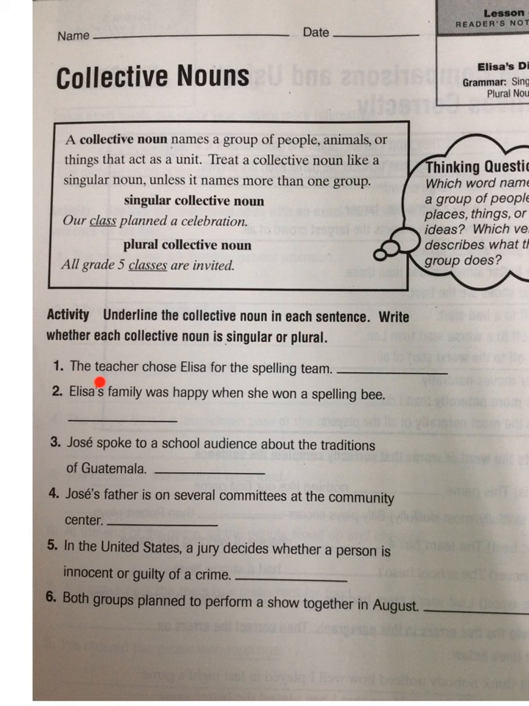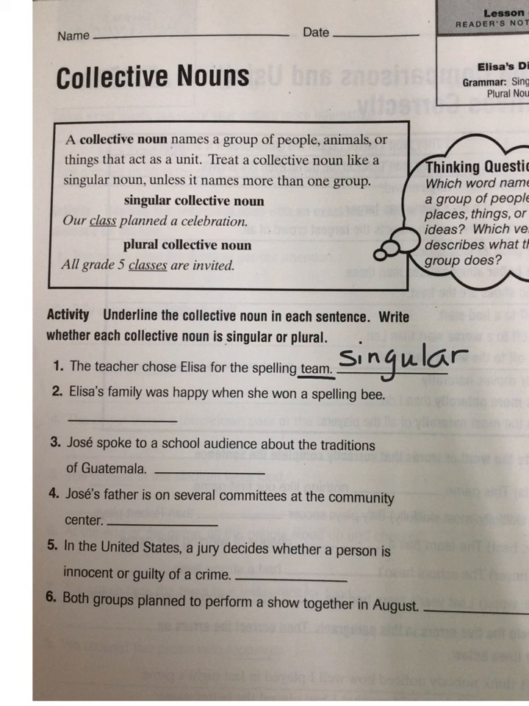So let's look at number 1. The teacher chose Alyssa for the spelling team. Now we know that teacher is an individual person for the spelling team. And team, if any of you have ever played soccer or basketball, your team is a collective group of people. So in this instance, it says to underline the collective noun, so we'll underline team and then write whether it's singular or plural. Well, this spelling team only names one team, so we know that's going to be singular.